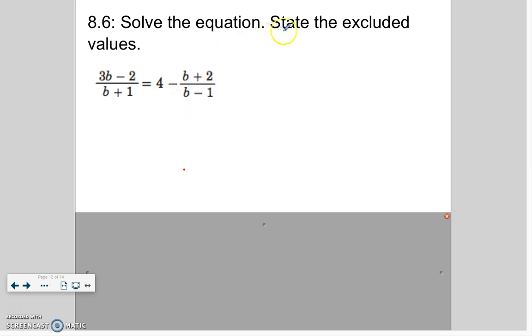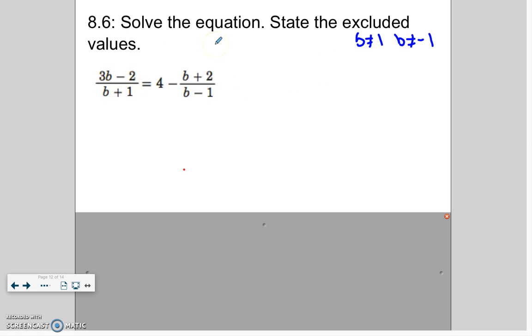So I'm going to go ahead and state the excluded values right now. So my excluded values are b cannot equal 1 because it makes this denominator 0, and then b can also not equal -1, which means after solving this, if any of my two answers come out to be those answers will not work, and we can cross one of those out.